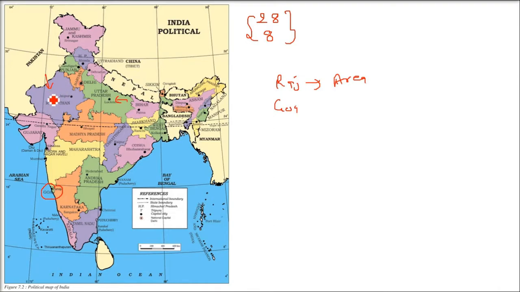In Rajasthan, there are fewer people. The area is long, the area is wide, but the people are fewer. Why? Because it's a very hot, humid, dry desert area.